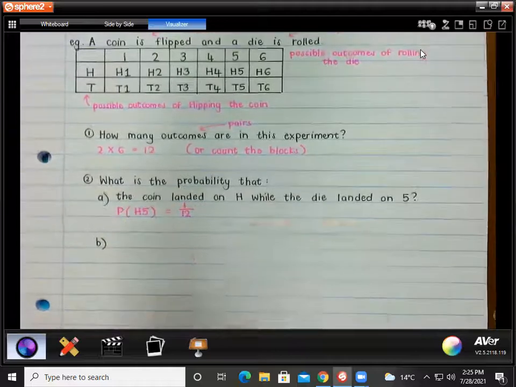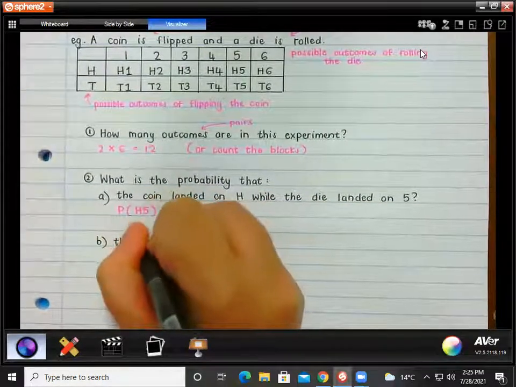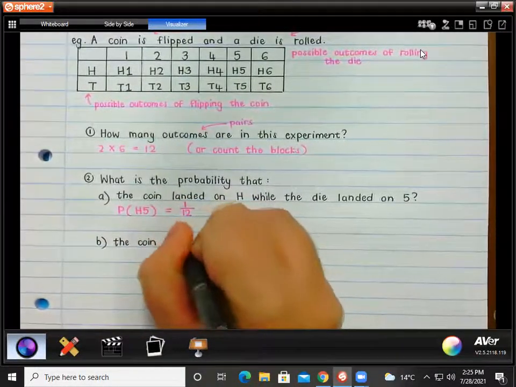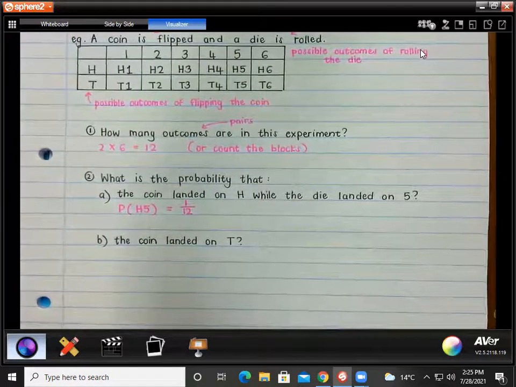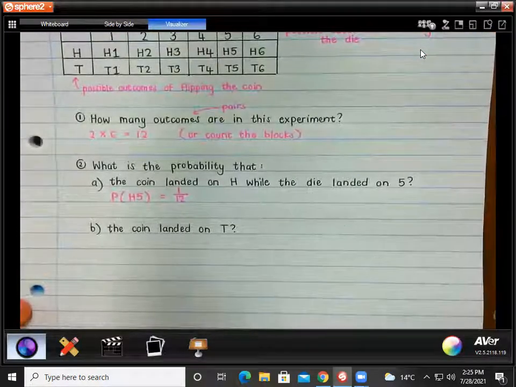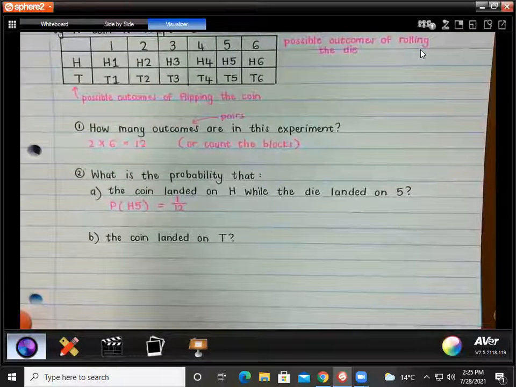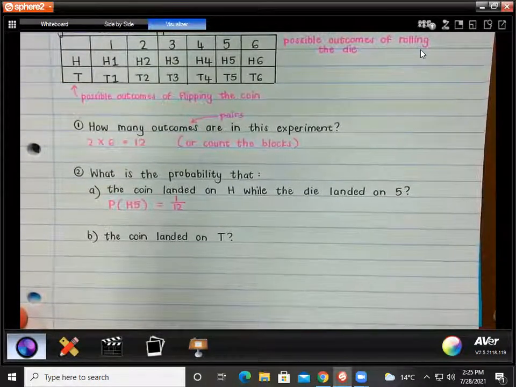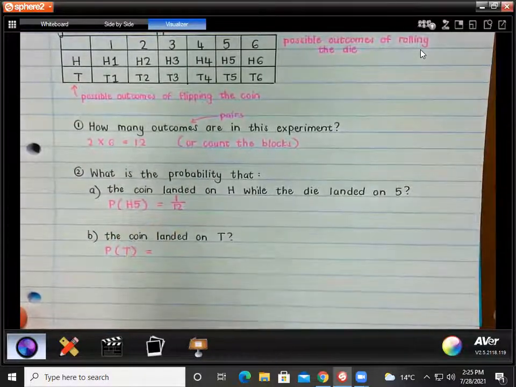All right, B. What is the probability that the coin landed on tails? Oh, sorry. Are they saying anything about the dice? No, just tails. All right. So they're actually just asking for the probability of tails.